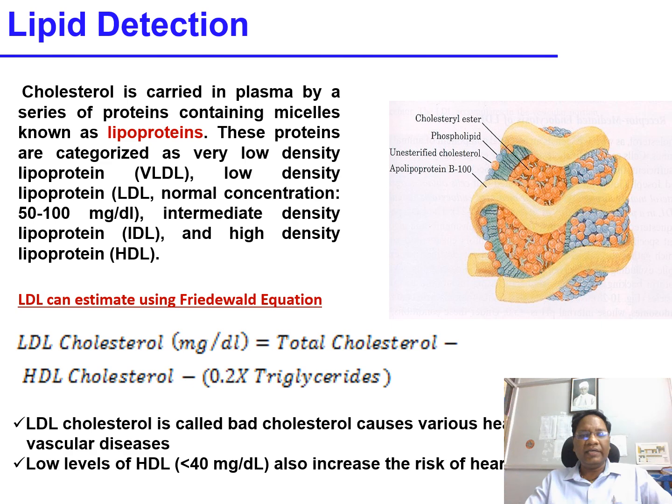Cholesterol is carried in plasma by a series of proteins containing different types of lipoproteins, that is low density lipoprotein, very low density lipoprotein, high density lipoprotein, and very high density lipoproteins. Lipids can be estimated using the following equation: LDL cholesterol is the total cholesterol minus HDL cholesterol, minus 0.2 times triglycerides.